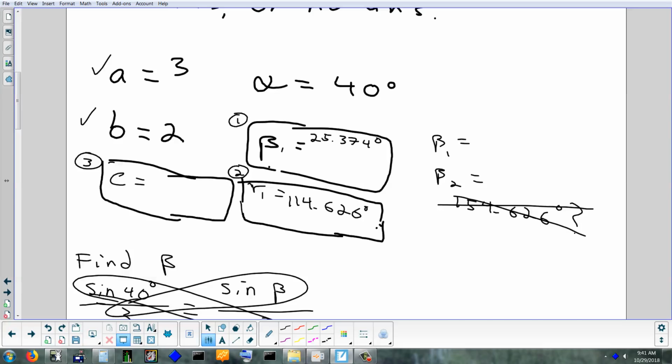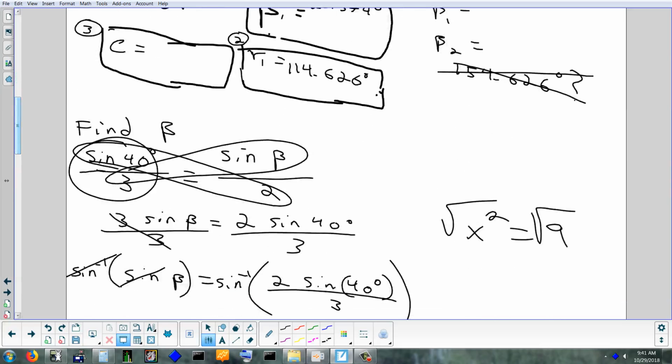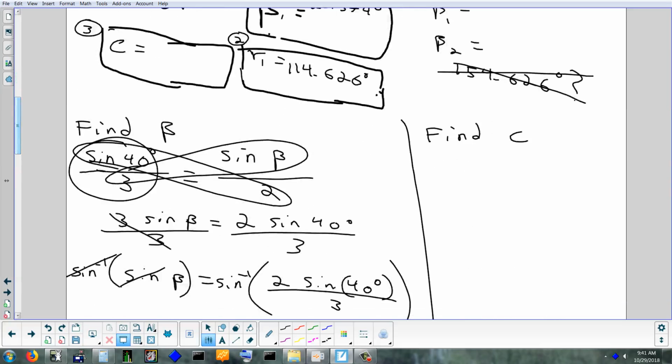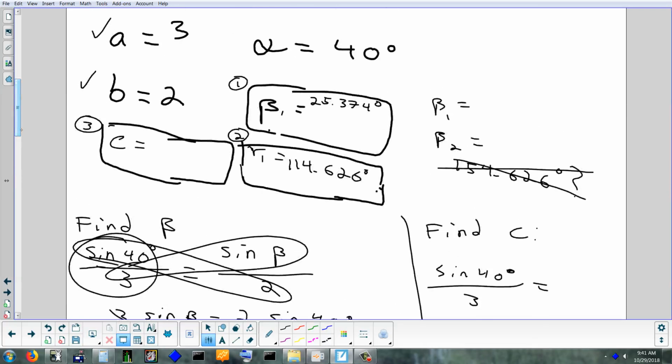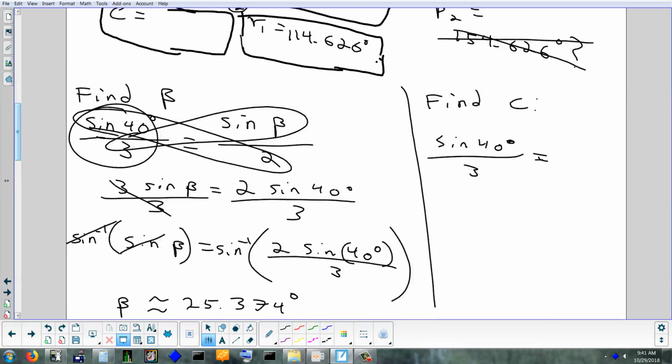All right, so let's set up my law of sines one more time, just like I did to start. I'm going to use sine 40 over 3 equals sine 114.626 over C. Okay, so once I do my cross multiplying, what am I going to type into the calculator to get C?